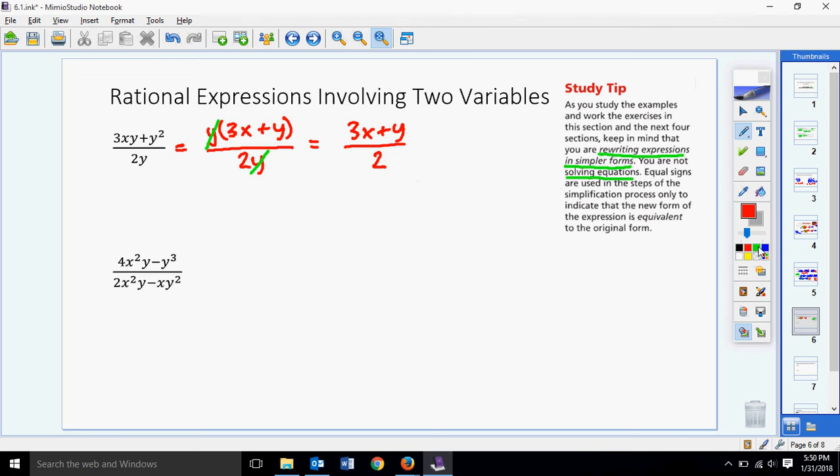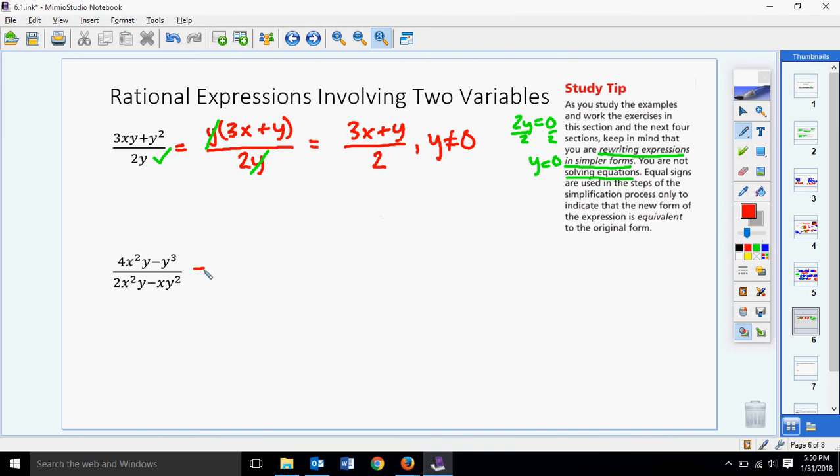Let's list our domain restrictions. The original factored denominator was 2y. So when 2y equals 0, y equals 0. So one restriction we have on our domain is that, sorry, not x, but y cannot equal 0.